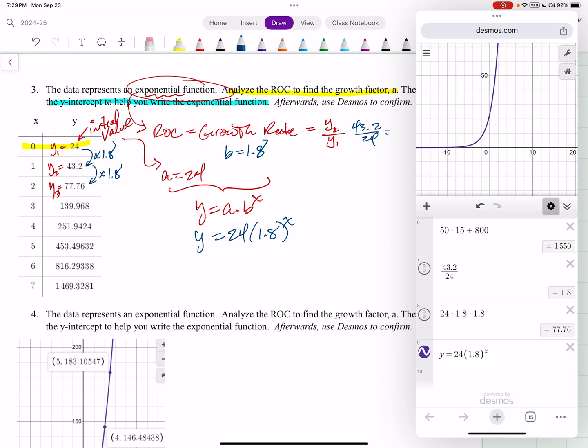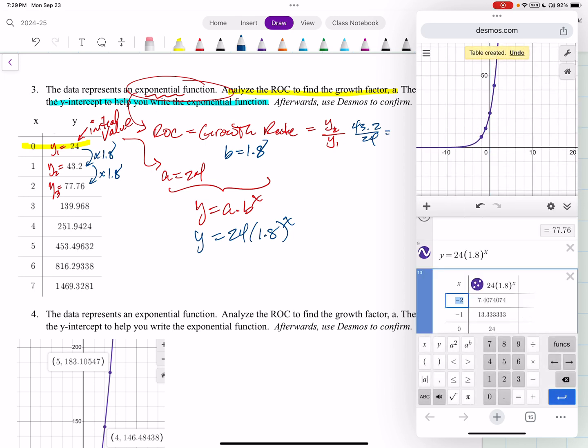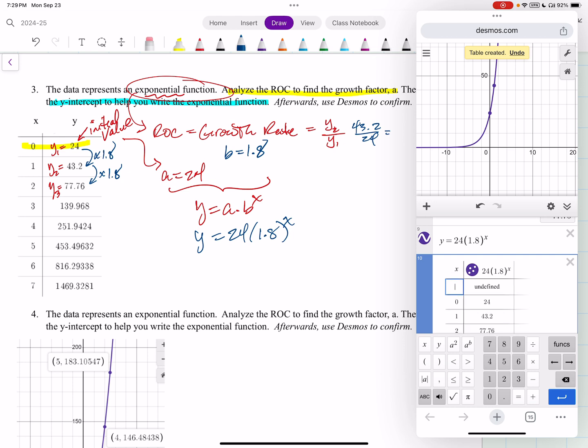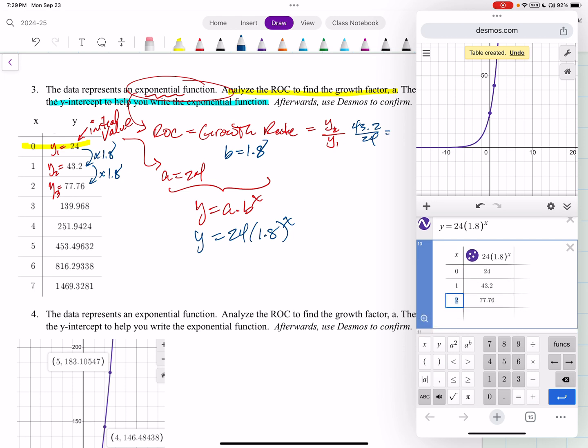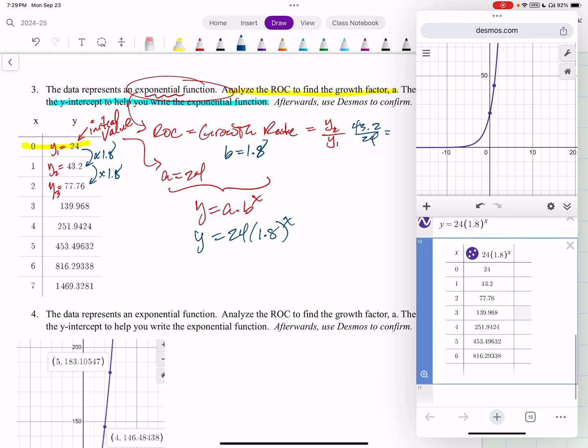And then what you do is you click on the gear, change it to a table, and you fix your values. All right, and so you go 0, 1, 2, all the way up to 7. And if you just click on there, we go. And those are the same numbers. Okay, so you can tell that it's the correct function. And that's how you check using Desmos. And I showed you guys that in class as well.